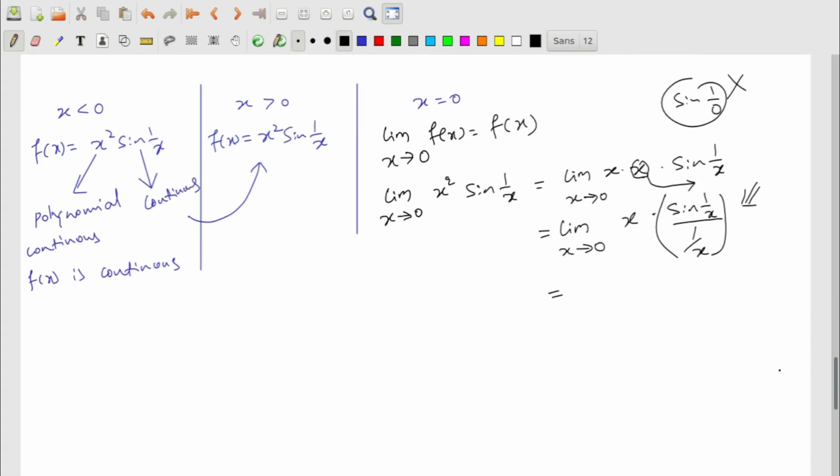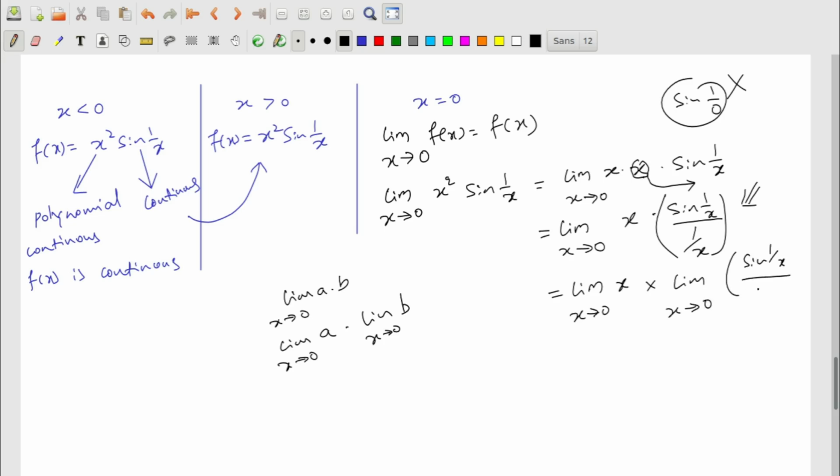Next step, again by using the algebra of limits, limit of a times b can be written as limit x tends to 0 of a times limit x tends to 0 of b, right? So now I will write it as limit x tends to 0 of x into limit x tends to 0 of sine of 1 by x whole divided by 1 by x. Fine. So here you can make a substitution now, right? If I make a substitution, x is equal to 0. So this is 0 here.